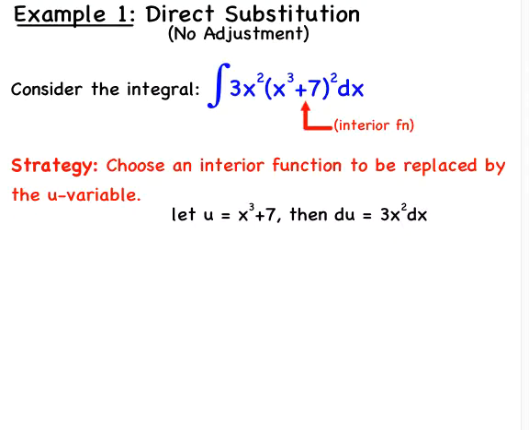So here with our first example, I have a direct substitution example, and that means that we won't have to make any adjustments after we find our u and our derivative of u. And you can see here that the x cubed plus 7 is our interior function, so that got set equal to u. If you take the derivative of x cubed plus 7, you get 3x squared plus 0. That is our du, and you always have to attach a dx to that to make the substitution complete.